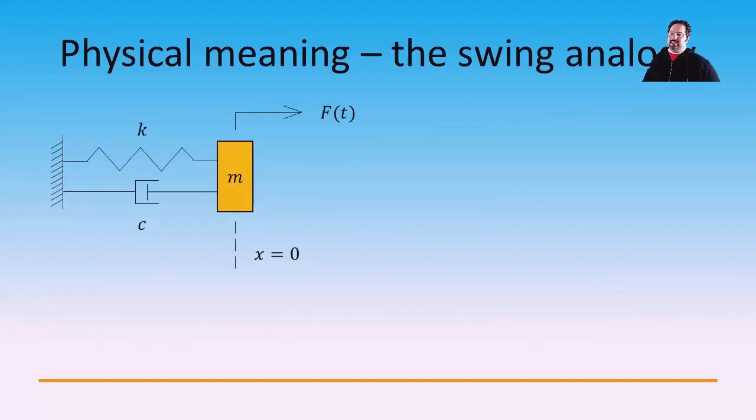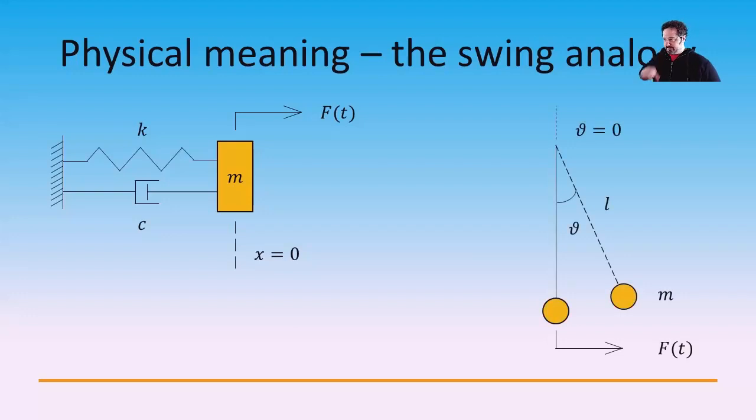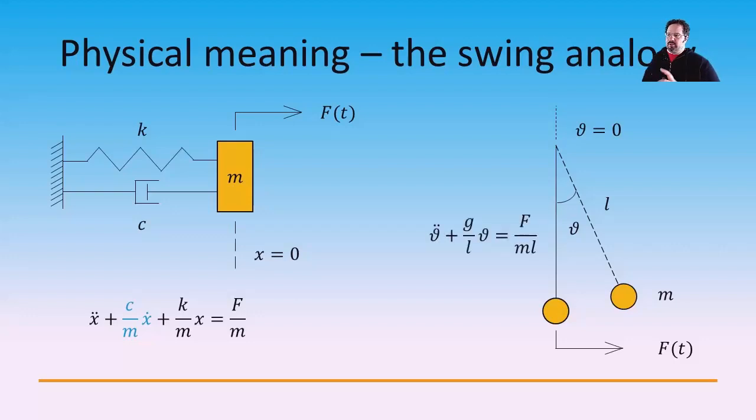So this is the schematization of the spring mass damper system. That's the pendulum. That's the equation of motion of the spring mass damper system of obviously one degree of freedom. And that's the equation of the pendulum, where damping is neglected for this example's sake.